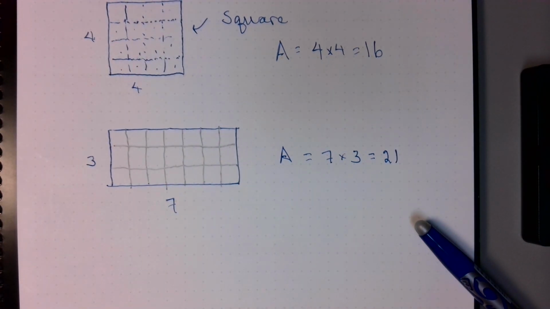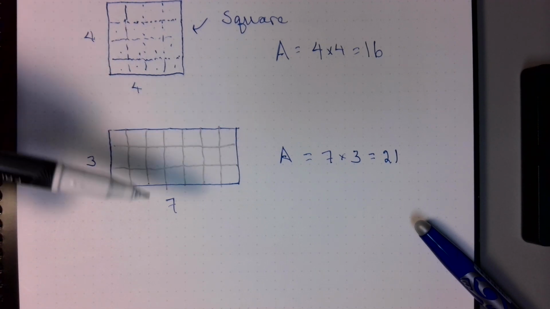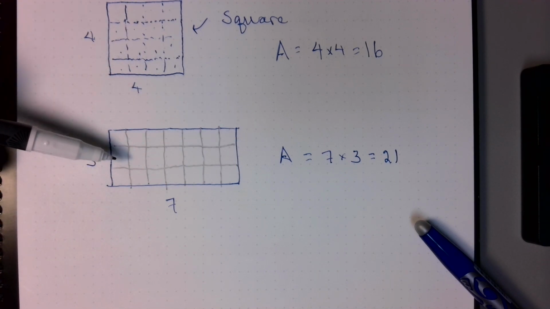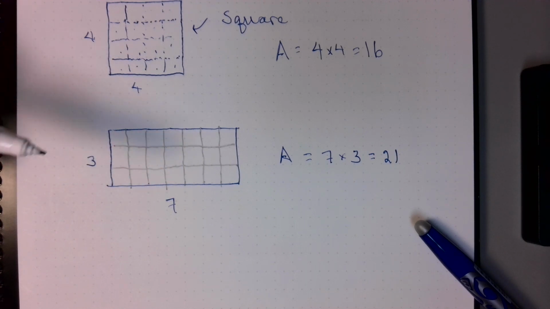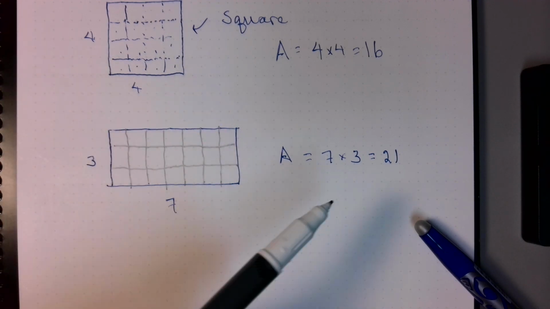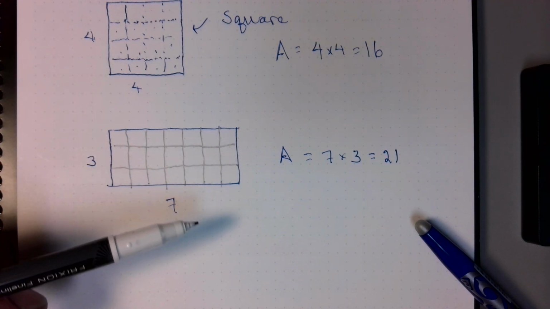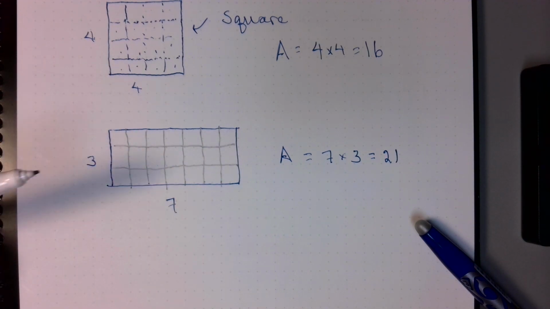Okay, so if you want to go ahead and check my work, you can pause the video and count up these squares, or you can see I have 3 rows, and each row has 7 squares, 3 groups of 7, 3 times 7, 21. Or if you like to think of it, 7 groups of 3, but since multiplication is commutative, 7 groups of 3 would also be 21.